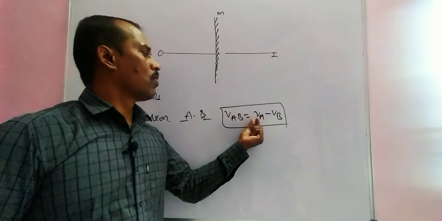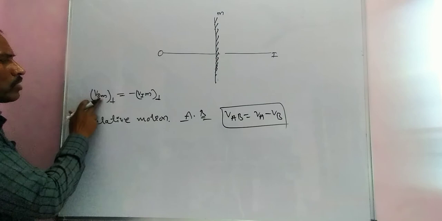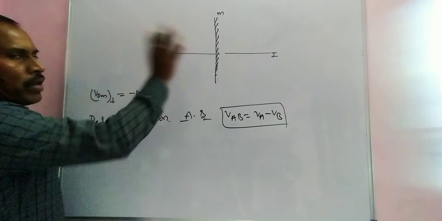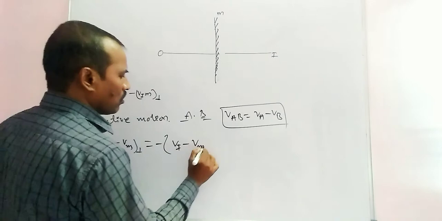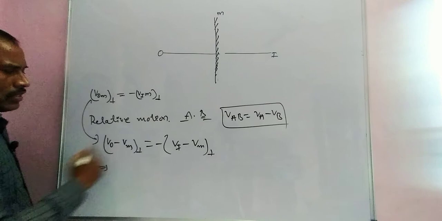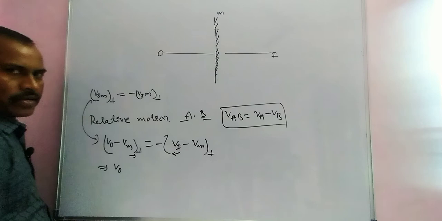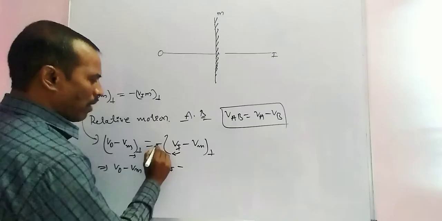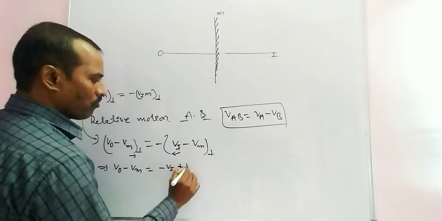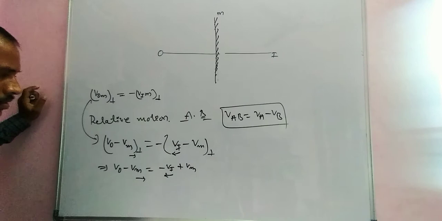Here the velocity of the object with respect to the mirror, the velocity of the image with respect to the mirror. That means VO minus VM, both perpendicular, is equal to minus VI minus VM. Both are in perpendicular directions. Now simplifying: VO is taken right side, this is taken left side. So positive, negative values, positive positive values here negative.